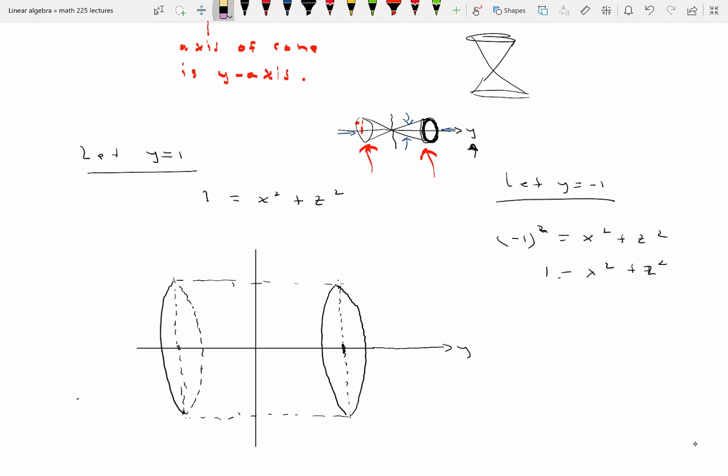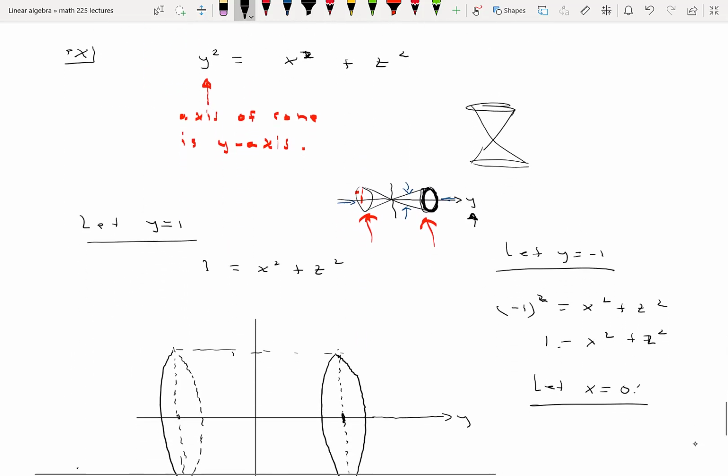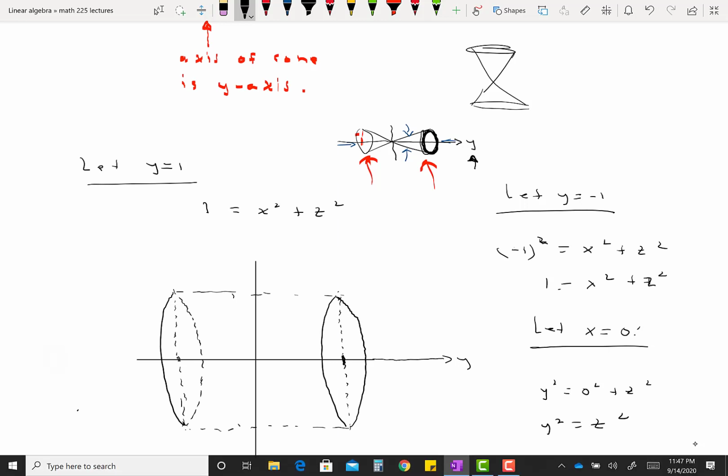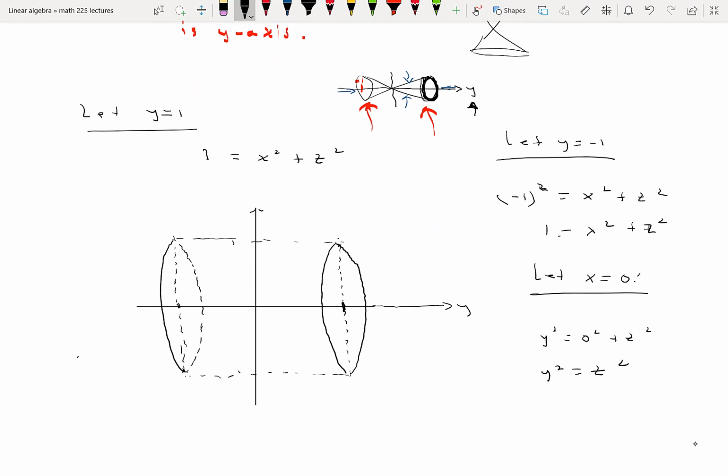I need the 2 lines that are going to complete this view for me. Those 2 lines lie in the yz plane. In the yz plane, x equals 0. So let's let x equal 0. Keep in mind, I did remove the x-axis temporarily. What's the equation of this surface? It's y squared equals x squared plus z squared. So I get y squared equals 0 squared plus z squared, or y squared equals z squared. In the yz plane, those are two lines: y equals plus or minus z.